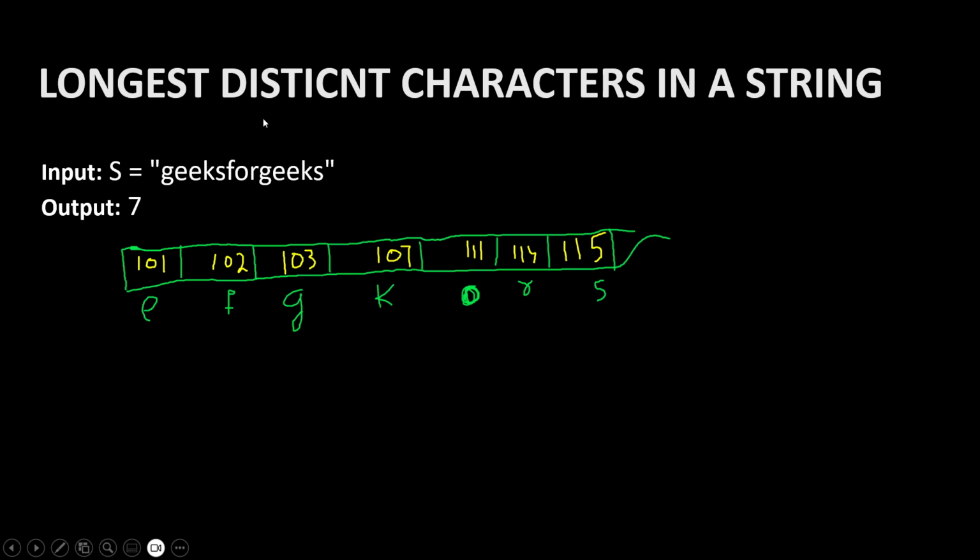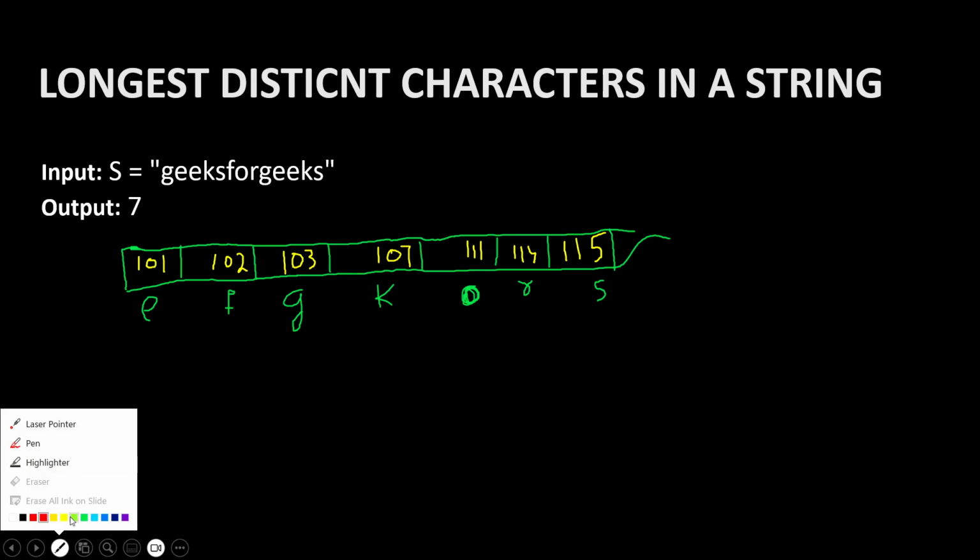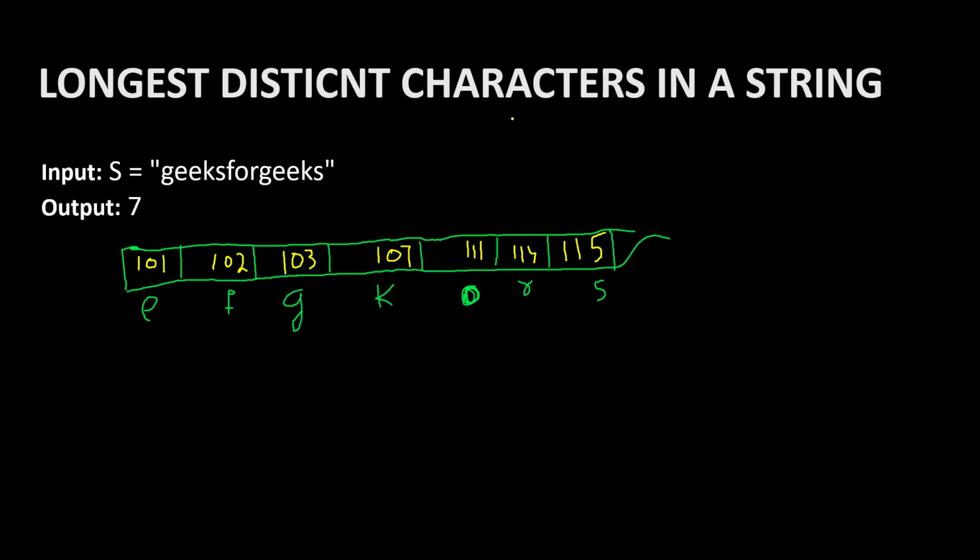Here we have an example. It is a string which has "GeeksforGeeks" as the example. Now the question is saying that we have to find the longest distinct characters in a string. Visually, you can find the unique characters that are present in order.